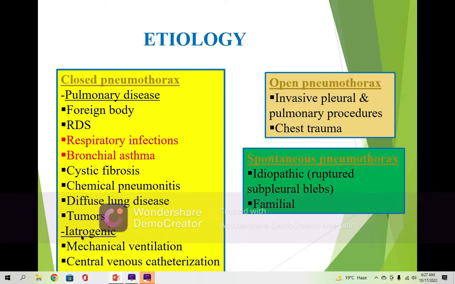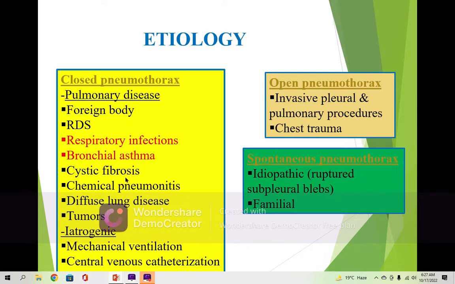It may be iatrogenic, for example mechanical ventilation, or when you are doing central venous catheterization, the apex of the lung then comes into communication with the pleural space. So this is the closed pneumothorax. Mainly it is air which is entering from the pulmonary parenchyma into the pleural space.